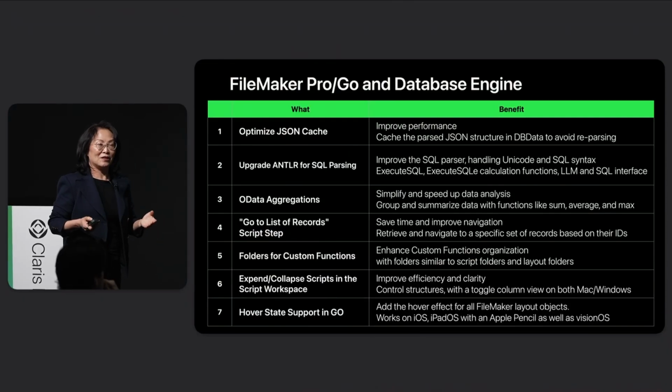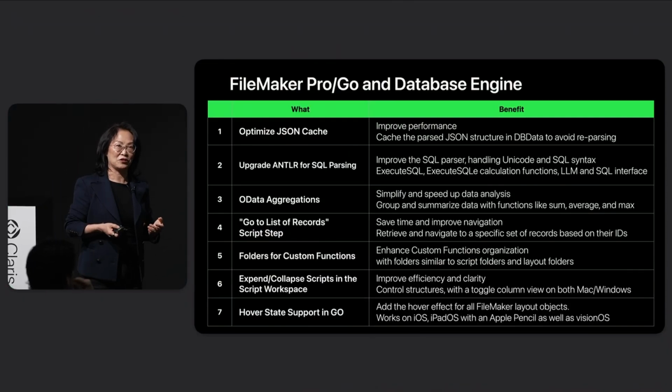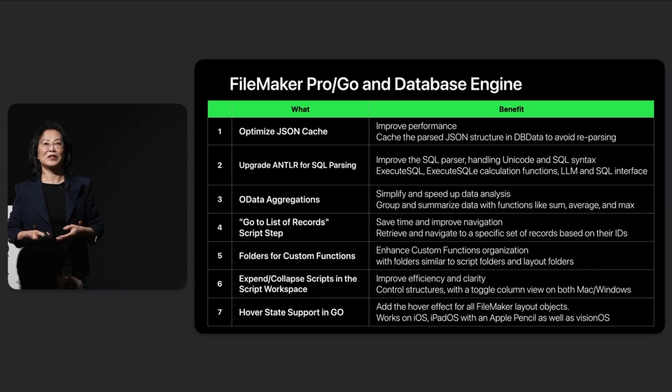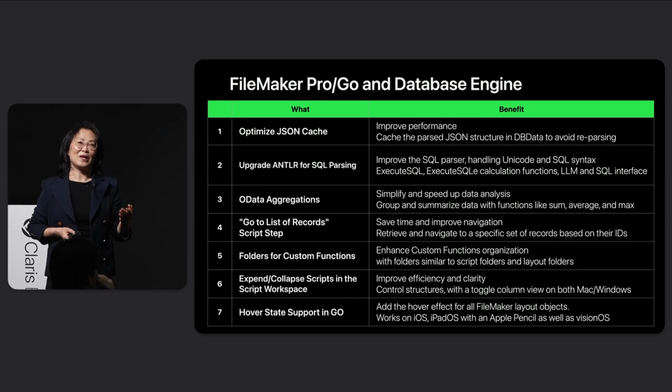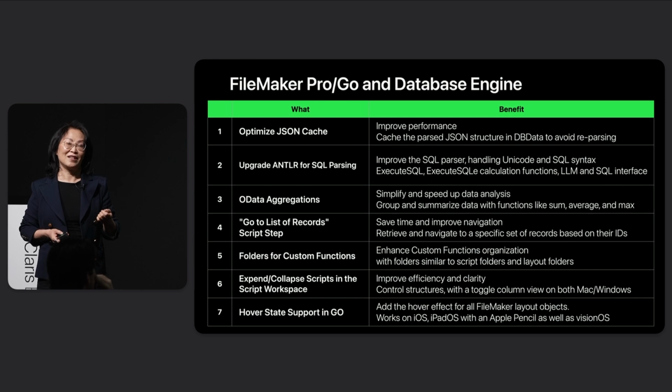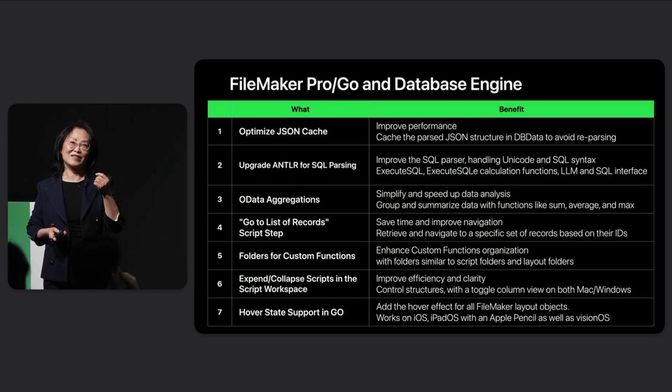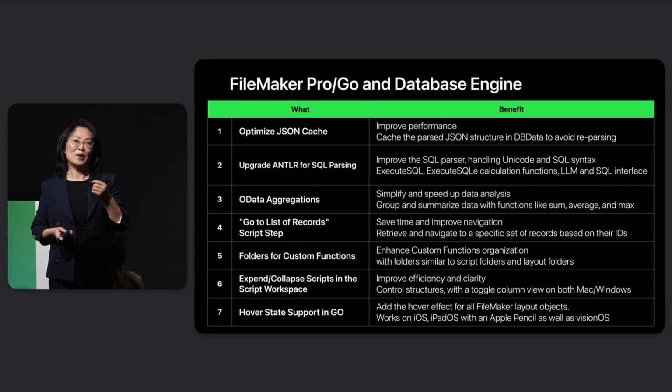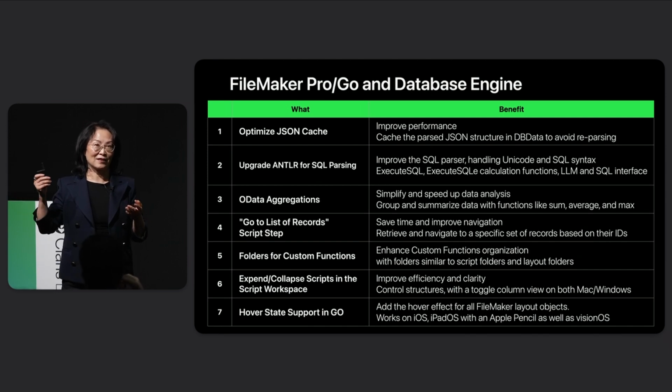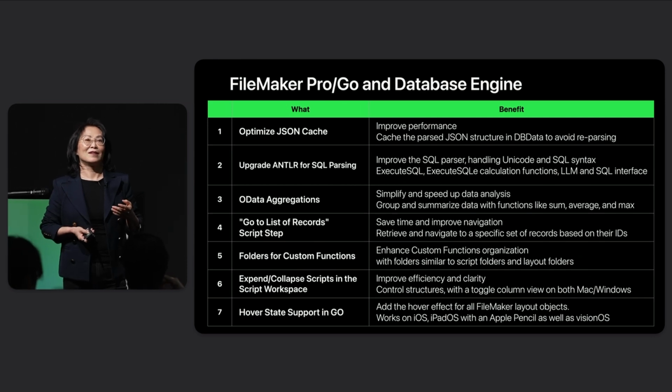Let's talk about 2025 features. In FileMaker Pro and Go, we optimized the JSON cache. You can cache the parsed JSON structure in DB data to avoid reparsing over and over again. This improves performance. Clay talked about this yesterday. Ask Clay if you have questions.